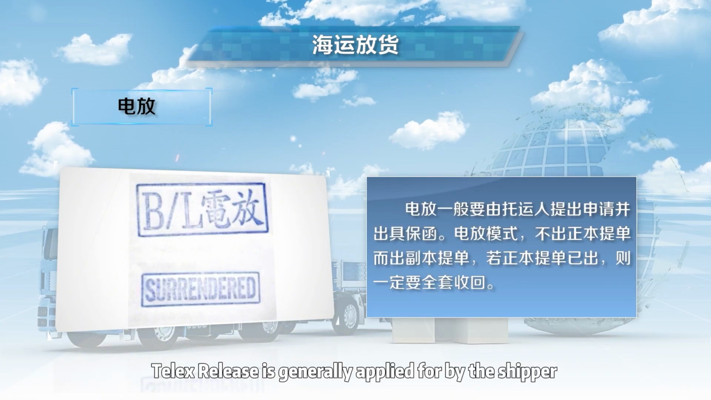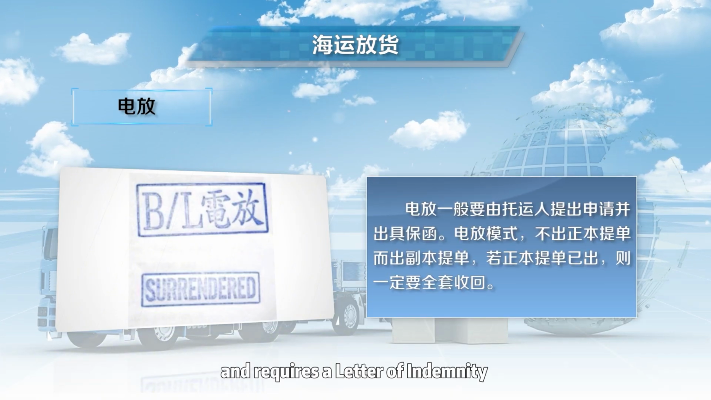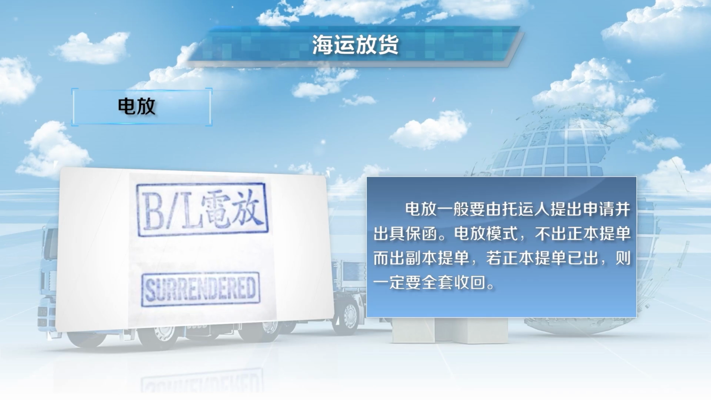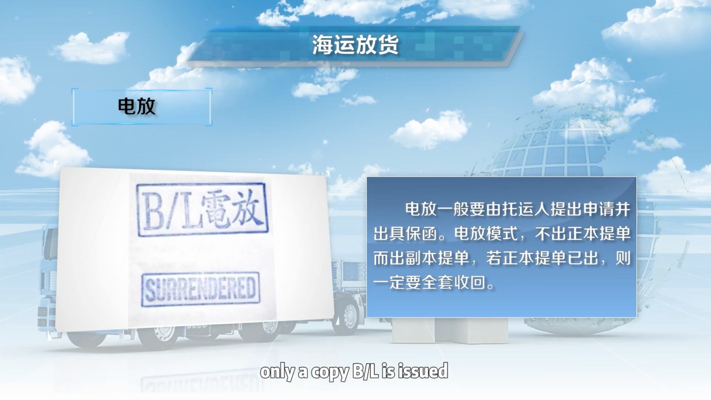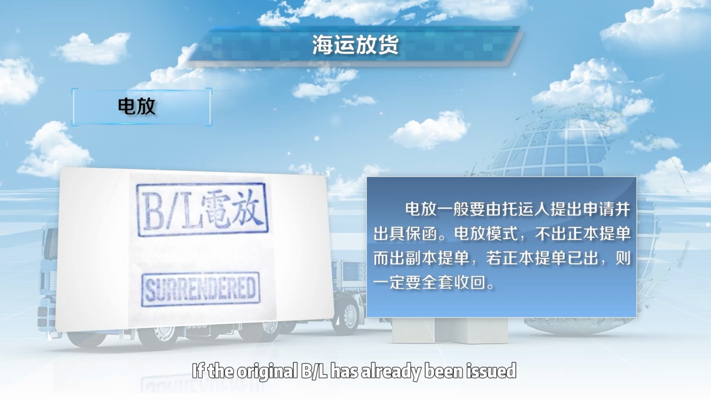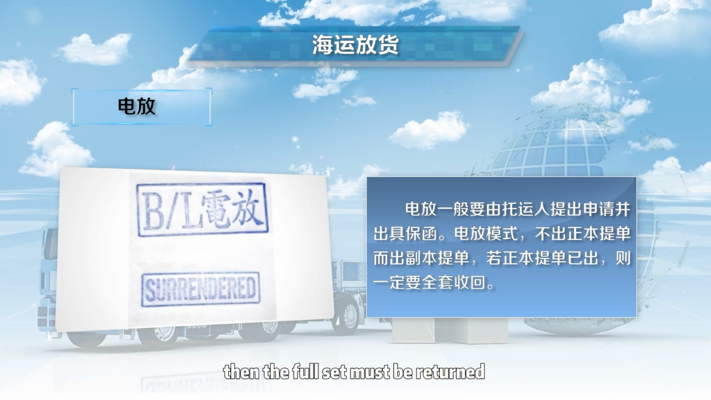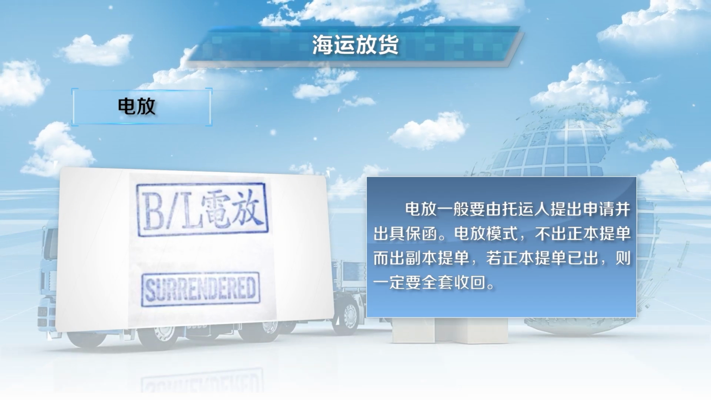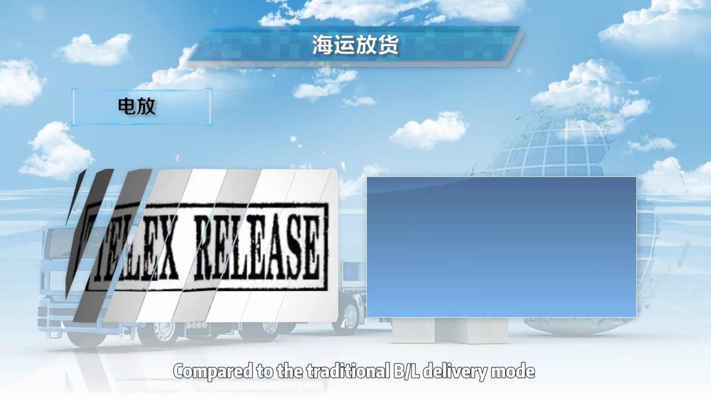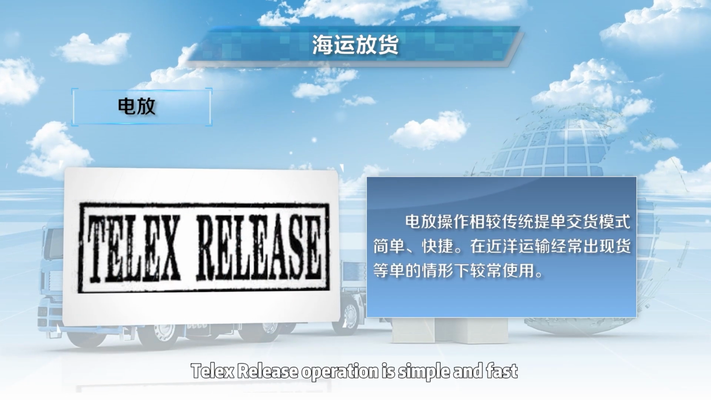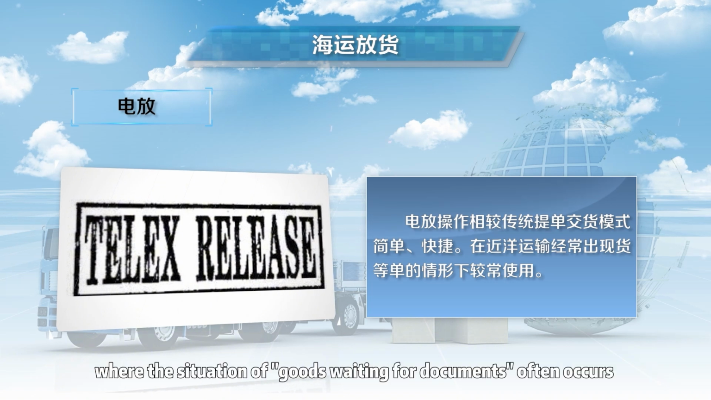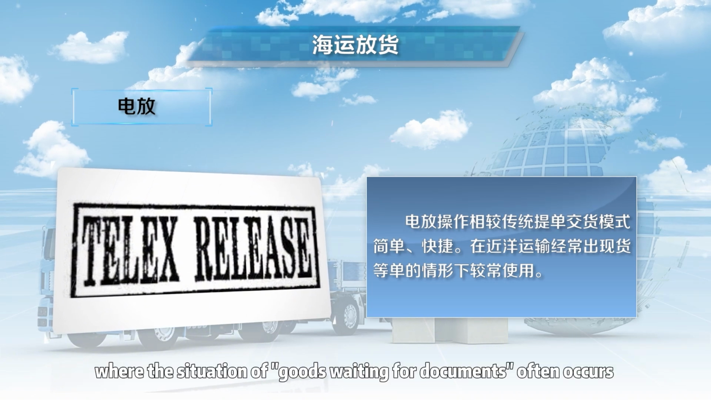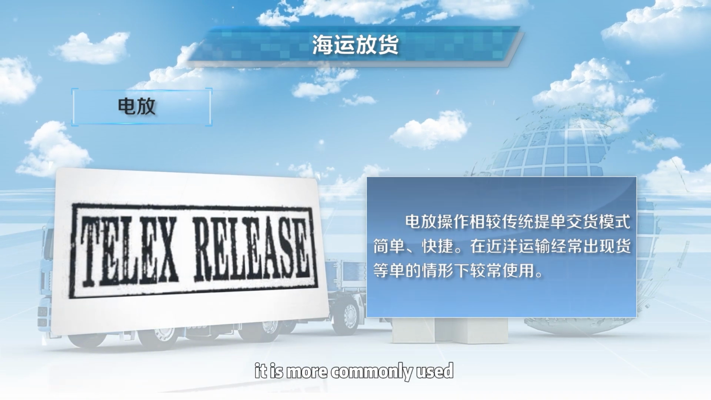Telex release is generally applied for by the shipper and requires a letter of indemnity. In telex release mode, no original BL is issued. Only a copy BL is issued. If the original BL has already been issued, then the full set must be returned. Compared to the traditional BL delivery mode, telex release operation is simple and fast. In short sea shipping, where the situation of goods waiting for documents often occurs, it is more commonly used.